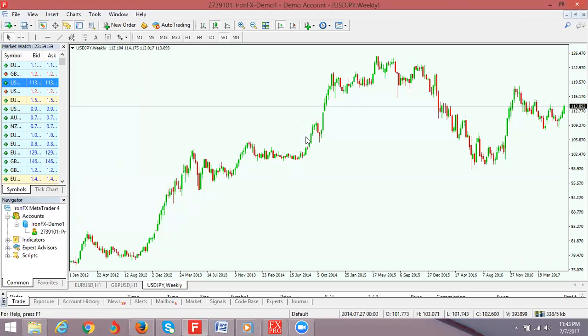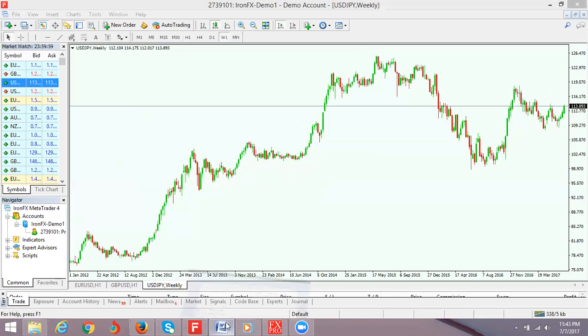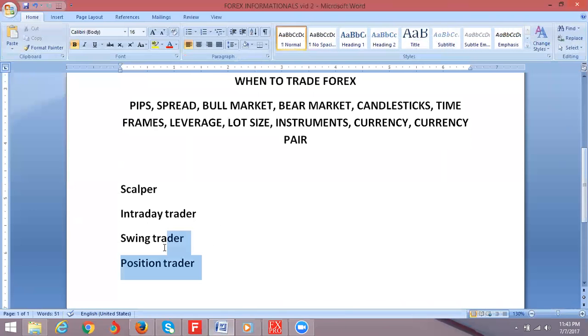And the time frames allow all different types of traders to trade based on the kind of result they want, whether they want fast results or they can wait for long-term results. All right. We are done with time frames.